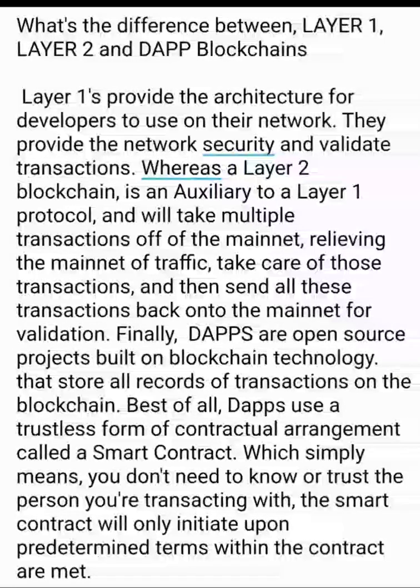And three, they use a trustless system, which simply means a smart contract. So you don't need to know the person you're dealing with. The terms are already written into that contract. Once those terms are met, that contract is automatically initiated.